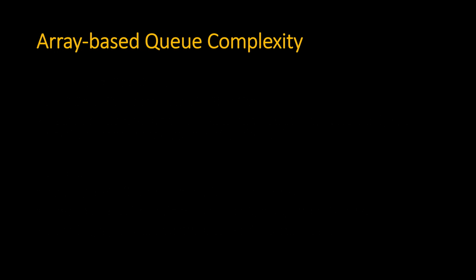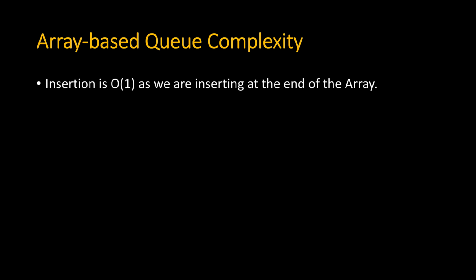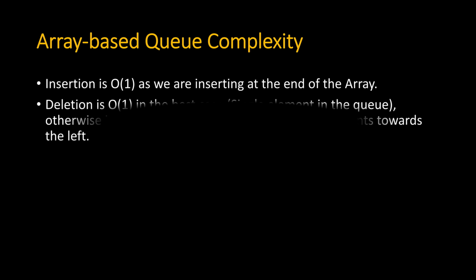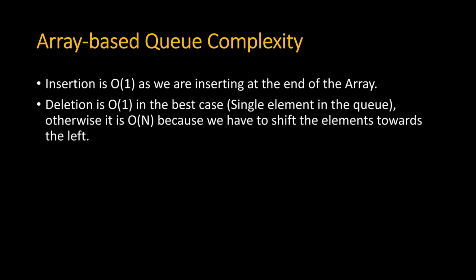Array-based queue complexity. Insertion is O(1), as we are inserting at the end of the array. So it takes only a single instruction to insert a new element at the end of the array. Deletion is O(1) in the best case, a single element in the queue, because we do not need to shift the elements. Otherwise it is O(n) because we have to shift the elements towards the left side to fill the hole we make while deleting the first element in the array.